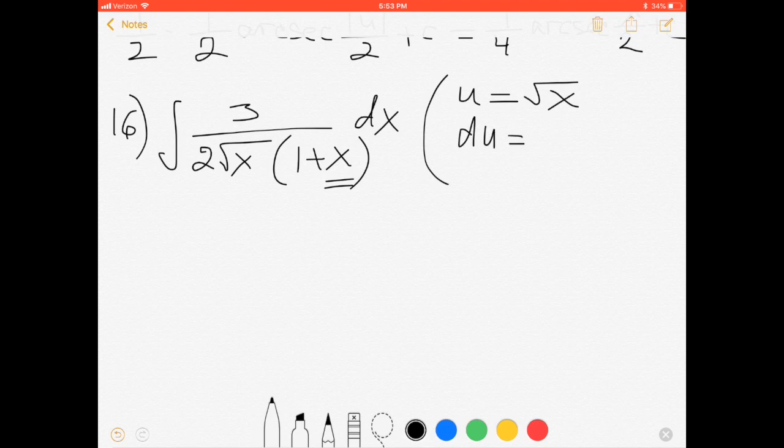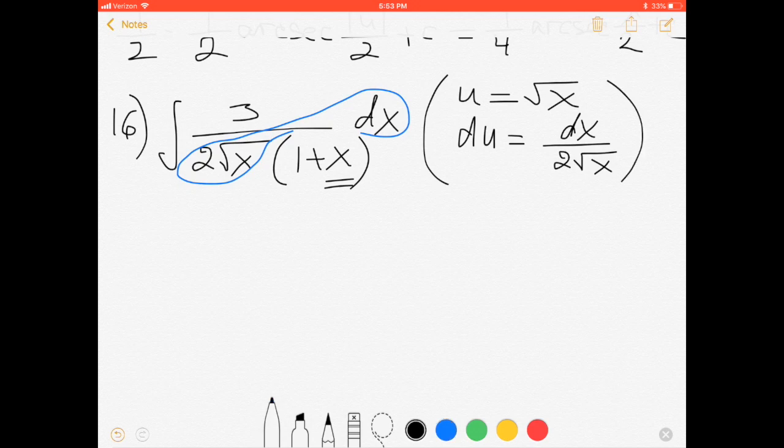Du will be dx over 2 square root of x. But we have exactly this part, right? dx over 2 square root of x. You see? This means no problem now. Rewrite our integral, plugging all of them.